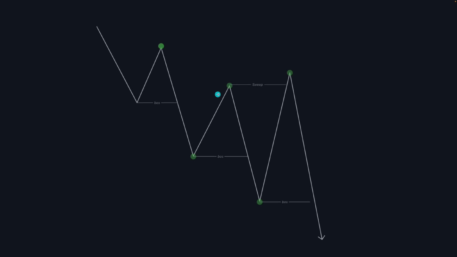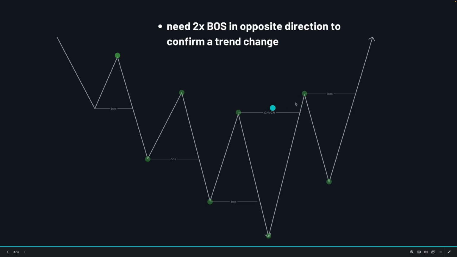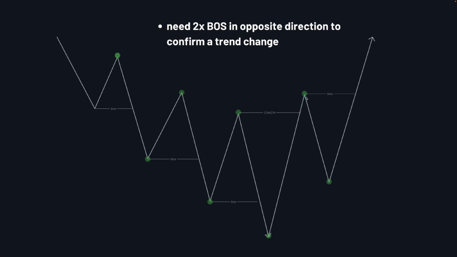Now, to get around this, on the next slide we will go ahead and look at market structure in this way. So we come down, lower low, lower high, lower low. We then break to the upside, giving us our higher high. And this is only confirmed once we get a break of this high right here. So what we need is 2 breaks of structure in the opposite direction to confirm a trend change.